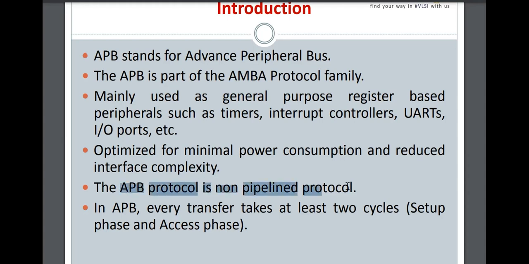And APB is a non-pipeline protocol. What is meant by pipeline protocol? Can anyone tell? You already learned in your embedded systems, right? What is meant by pipeline protocol? Pipeline is nothing but parallel. Parallel in the sense like fetching the instruction, decoding the instruction and executing the instruction will be done in a parallel manner. But in APB we don't have that parallel mechanism because it is a non-pipeline protocol. So in AXI you can see the pipeline protocol.